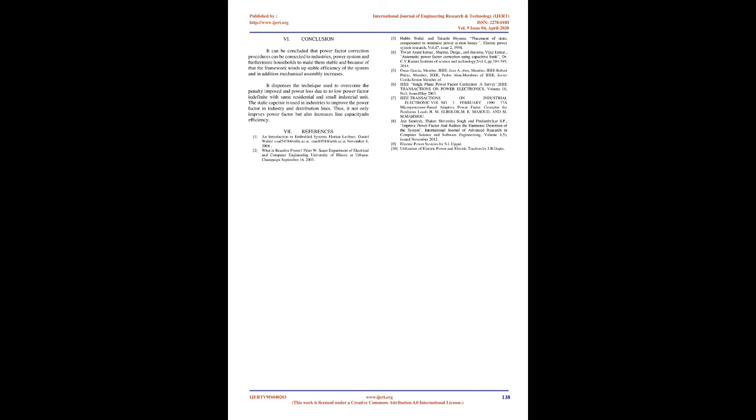6. Conclusion. It can be concluded that power factor correction procedures can be applied to industries, power systems, and furthermore households to make them stable, and because of that the system becomes stable, and the efficiency of the system, and in addition the mechanical assembly, increases. It describes the technique used to overcome the penalty imposed for power loss due to low power factor in residential and small industrial units. The static capacitor is used in industries to improve the power factor in industry and distribution lines. Thus, it not only improves power factor but also increases line capacity and efficiency.